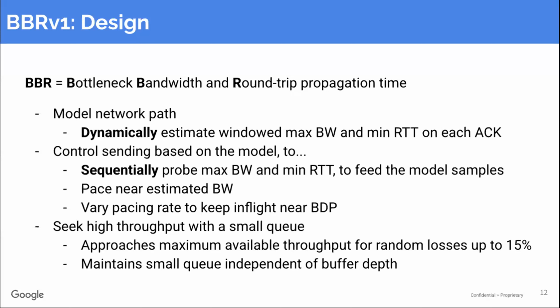It paces the sending of data near the estimated bandwidth, and varies that pacing rate up and down to probe the properties of the network, while keeping the amount of data in flight close to the BDP to keep the queuing delays bounded to a reasonable range. At a high level, its strategy is to seek high throughput with a small bounded queue. BBR version 1 is able to approach the maximum available throughput for random losses up to around 15%. It's also able to maintain small queues bounded to a reasonable level, no matter what the buffer depth is, even in the bloated buffers that are common on the edge of the public internet.